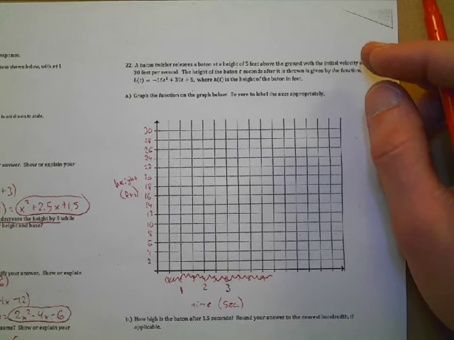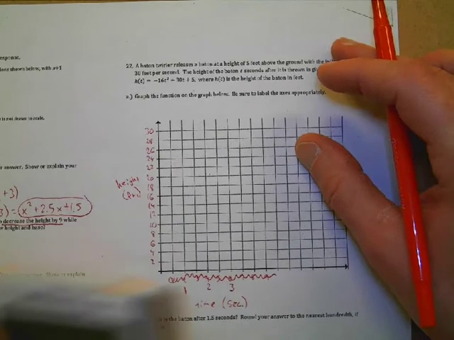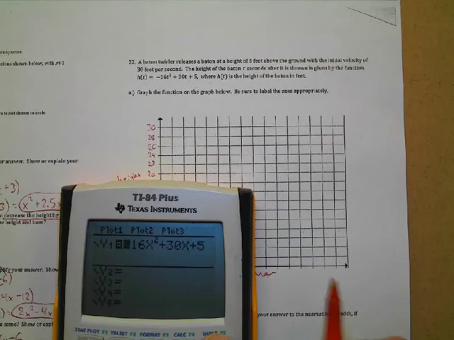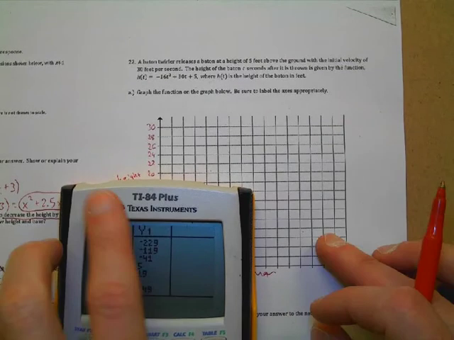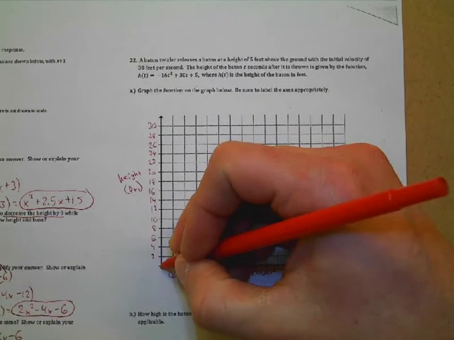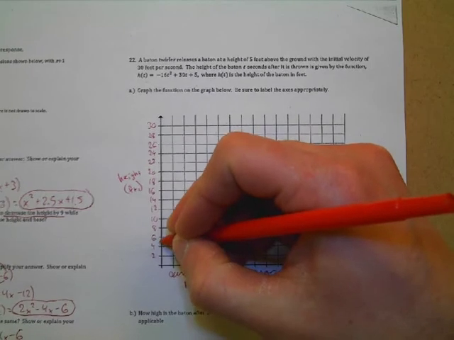Anyway, plotting here, if I go to my table, I can see that at 0, we're at 5. So at time t equals 0, I'm at a height of 5, which makes sense because that's where we release it from.